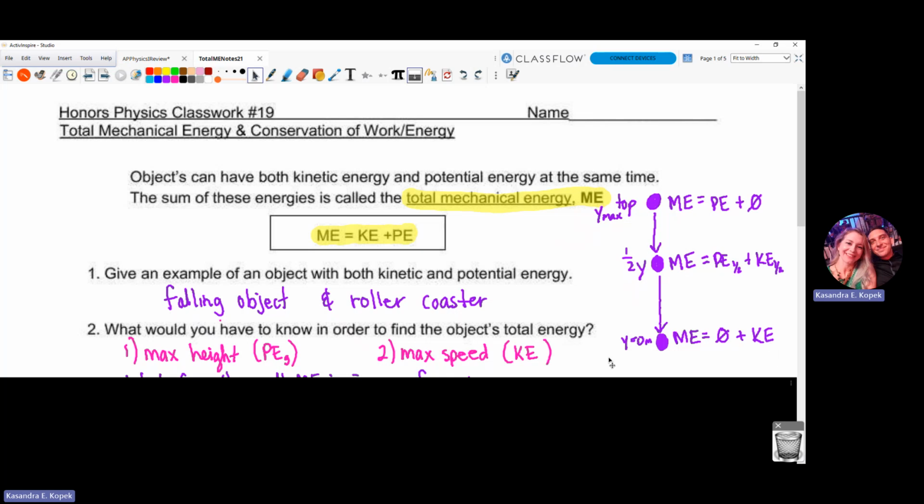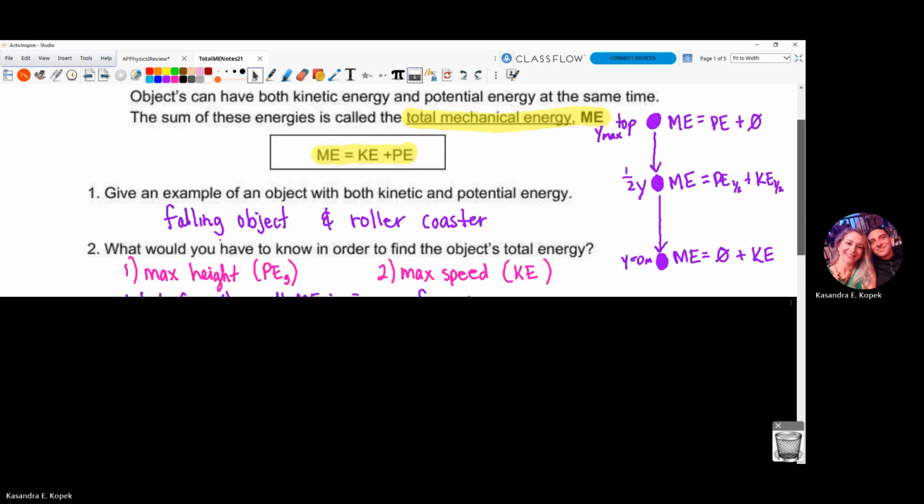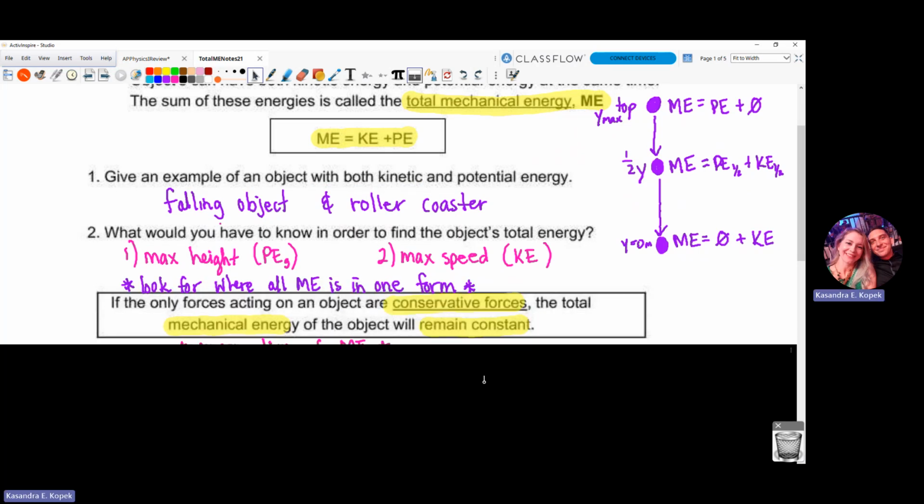Okay? In order to determine how much total energy the system has, the easy way to go about that is either finding the total potential, which would be using its maximum height, or finding its total kinetic using its maximum speed. Okay, the total height, or the maximum height, is at the top. The maximum speed would then be at the bottom. Okay, you're trying to look for where all of our energy is in one form, and that's why we either use the maximum height or the maximum speed.